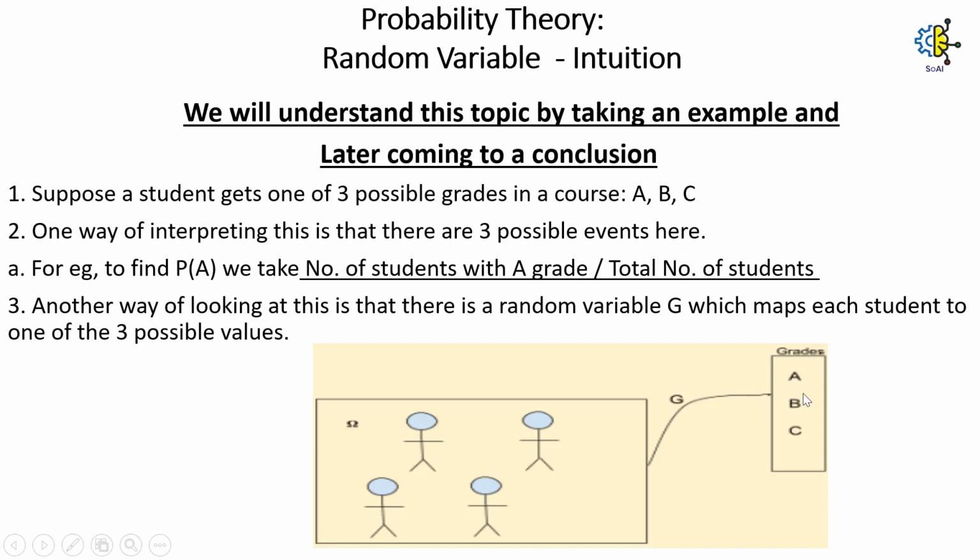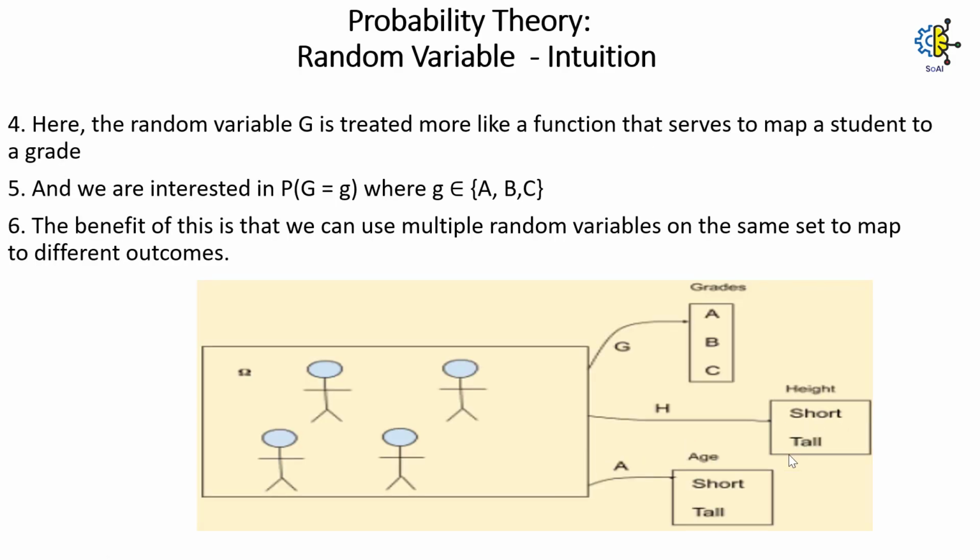Here are grades A, B, C and these are the students, and the grades of the students belong to A, B or C. The random variable g is treated more like a function that serves to map a student to a grade, and we are interested in the probability where g is equal to small g, where g belongs to A, B and C. The benefit of this is that we can use multiple random variables on the same set to map to different outcomes. This picture is very clear: these are the students' grades belonging to A, B and C, and their height belongs to this, where height may be short or tall, etc.